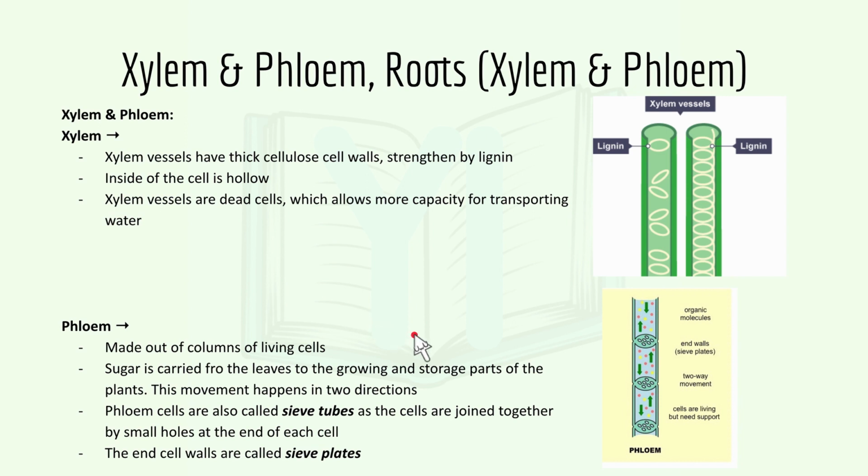Sugar is carried to the leaves, from leaves to the growing and storage parts of the plant, and this movement happens in two directions. Phloem cells are also called the sieve tubes, as the cells are joined together by small holes at the end of each cell, and the end walls are called the sieve plates.